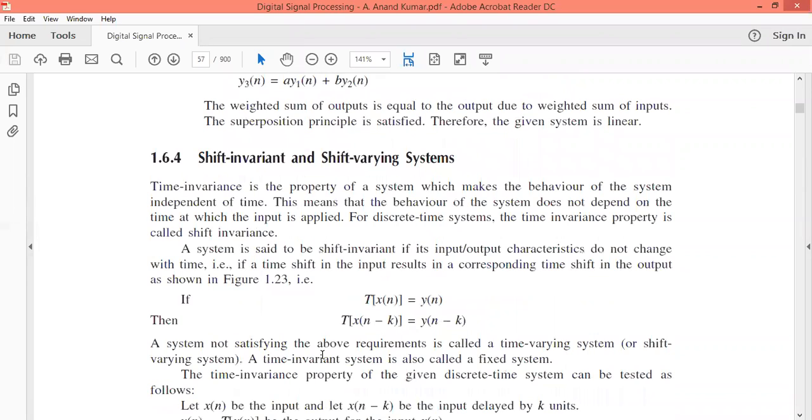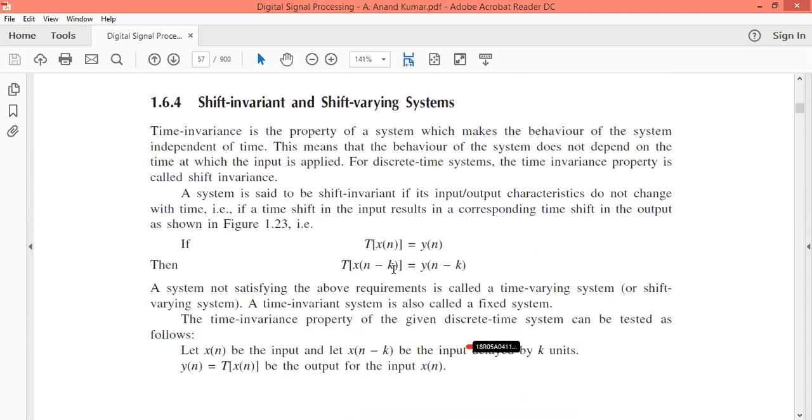Now we'll check what is a time variant and time invariant system. So what is a time invariant system? A time invariant system is nothing but a system whose behavior does not change with time. The behavior of the system is independent of time, then it is called a time invariant system. The time invariant system is also called shift invariant. So when do you say that the system is time invariant here?